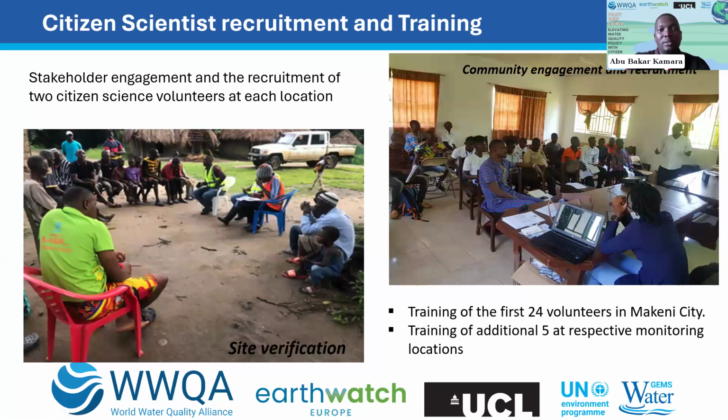In the recruitment and training, the agency conducted stakeholder engagements and recruited 2 citizen scientists from each community. During the training, we tried to do it in a centralized location. For example, the first 24 volunteers were trained in Makeni City. Again, an additional 5 were trained in their respective locations. Next slide, please.